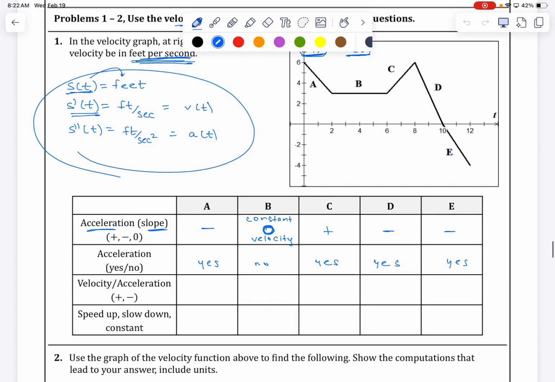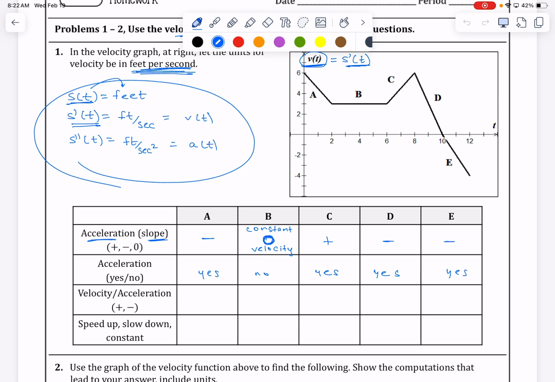Okay, velocity and acceleration. Now, this is velocity, so you're going to look above and below. It's above at A, and acceleration is negative. It's above at B, acceleration is zero. It's above at C, acceleration is positive. It's above at D, acceleration's negative, sorry, I screwed that up on D. It's below at E, acceleration is negative.